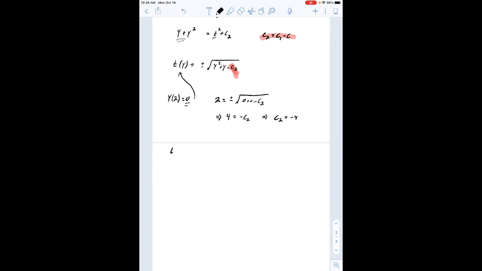So then we get our final equation, which is t as a function of y equals plus or minus square root of y squared plus y minus minus 4. And this is what we call an initial value problem, where you get an actual solution, because you use this initial value right here in order to solve for our c in this general equation.